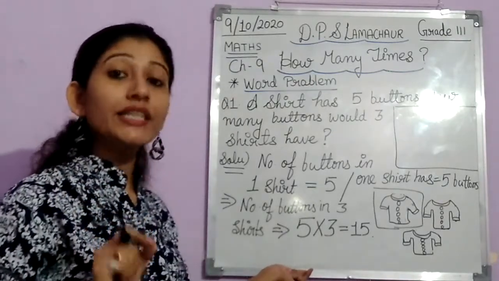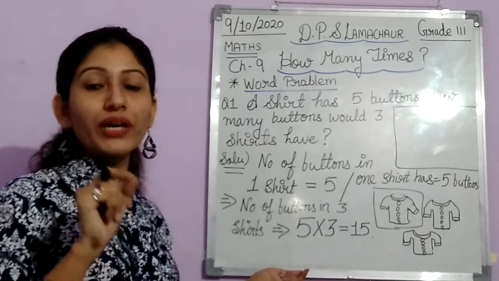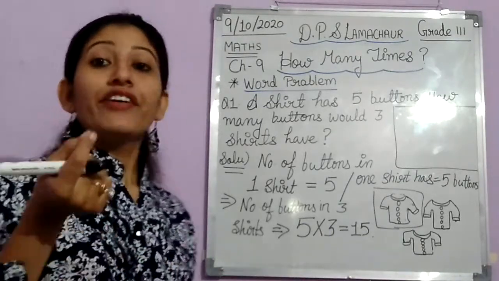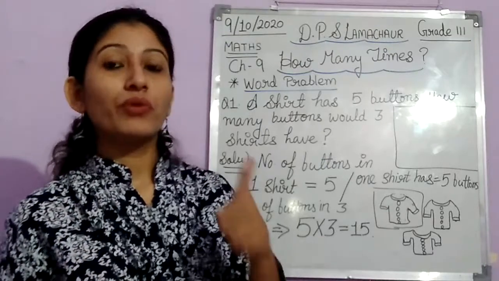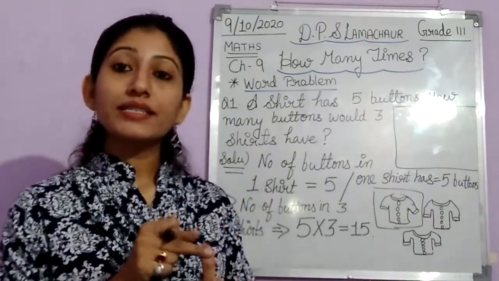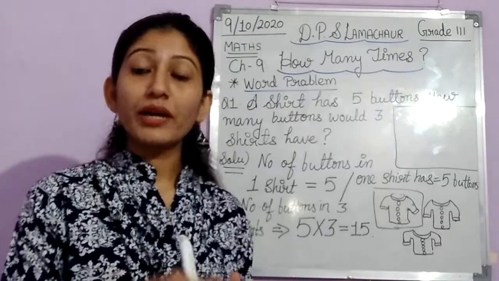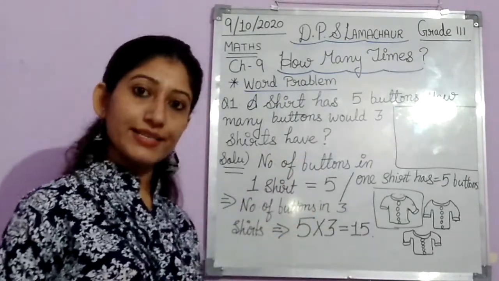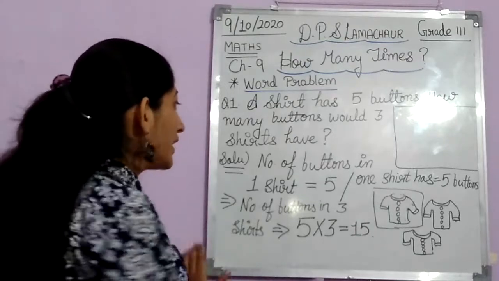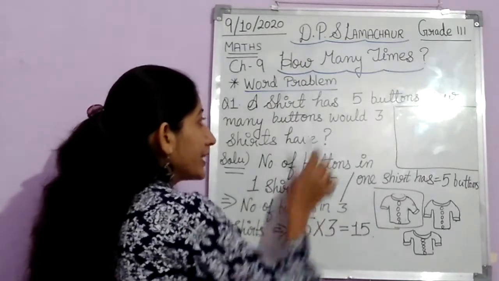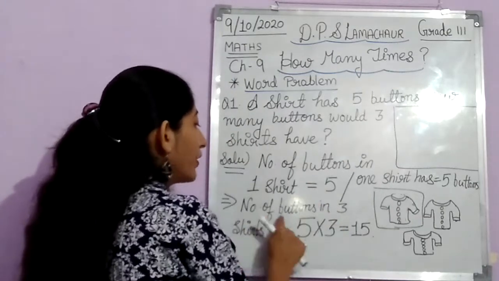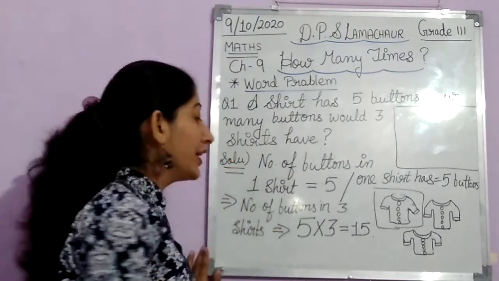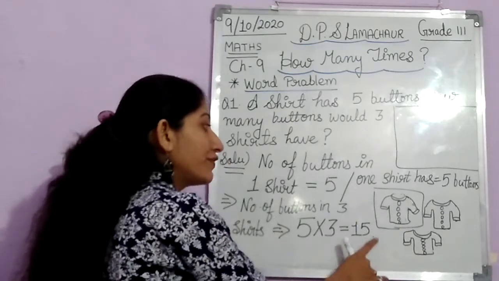What we have learned is that instead of doing repeated addition, when they have given information about one object and they are asking about the same object but more number, then we can do multiplication like this. Okay, what did I do? I wrote number of buttons in one shirt. How many were there? 5. Number of buttons in 3 shirts: when one shirt has 5, how many will 3 have? So 5 into 3 is 15.